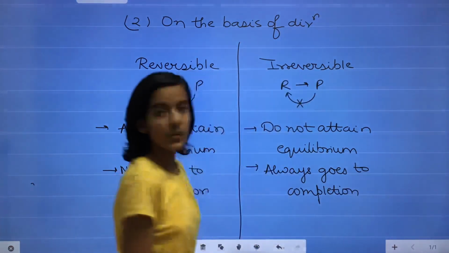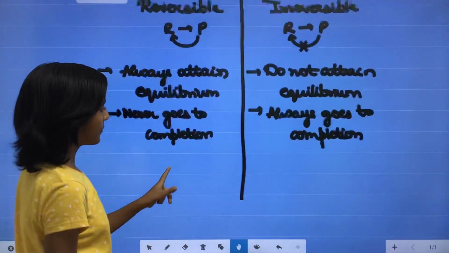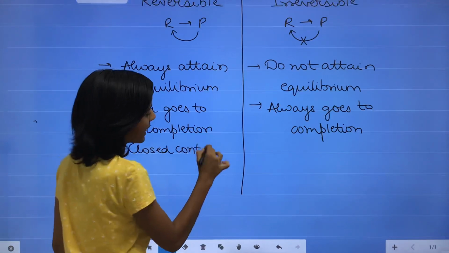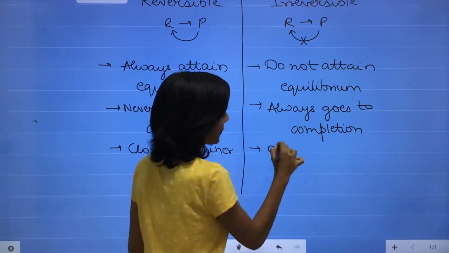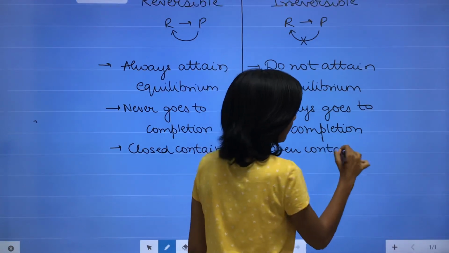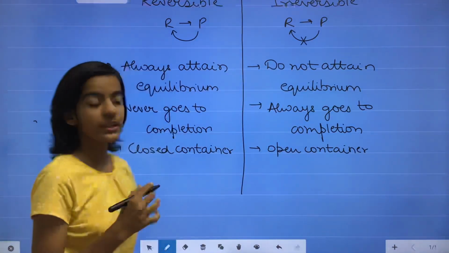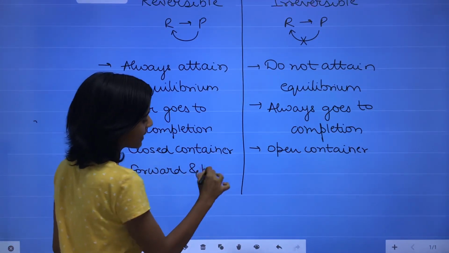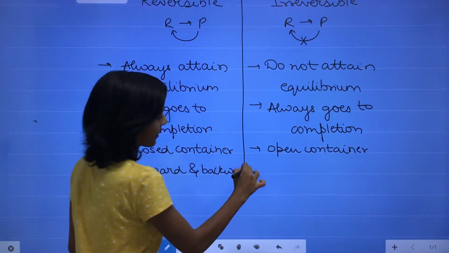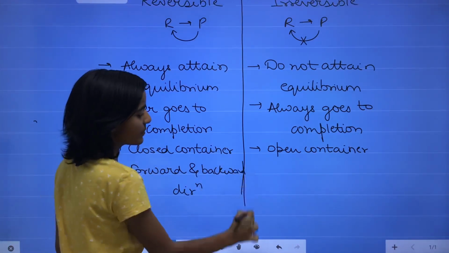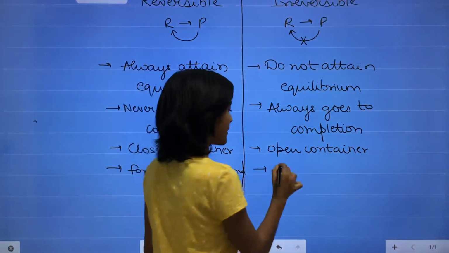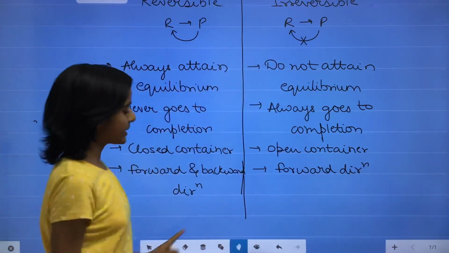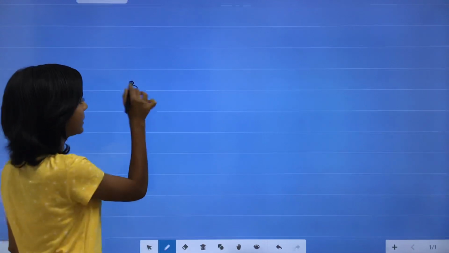And generally the reversible reactions are performed in a closed container, and irreversible reactions are generally performed in an open container. And the reversible reaction proceeds in both directions, forward as well as backward. And the irreversible reaction proceeds in only one direction, which is the forward direction. Then the third is on the basis of heat.